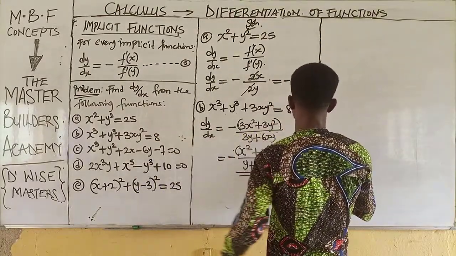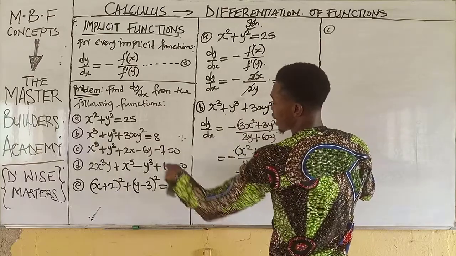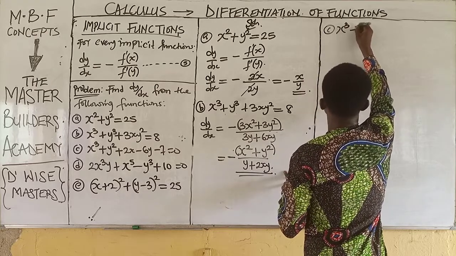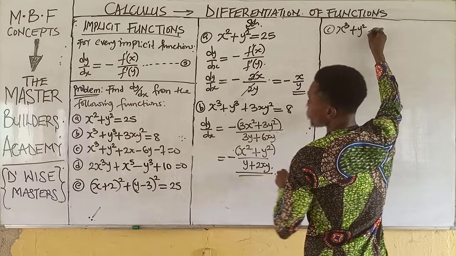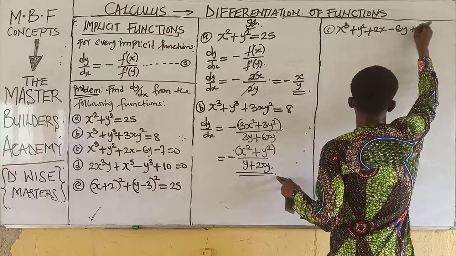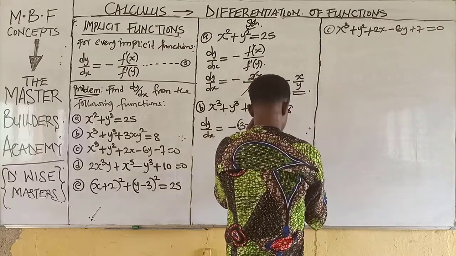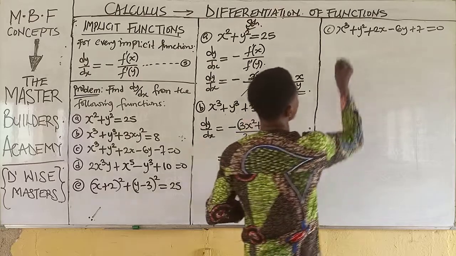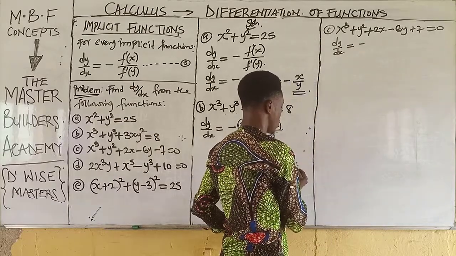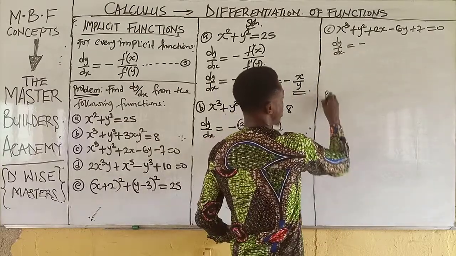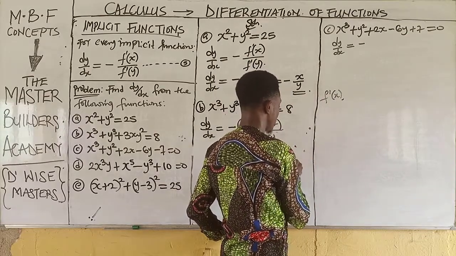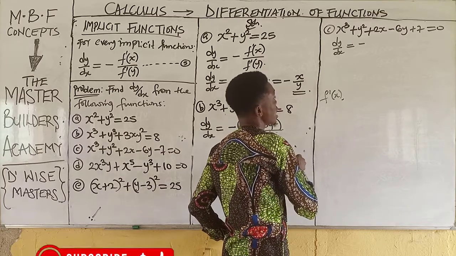The next question we have is question number 6. We are given x cubed plus y squared plus 2x minus 6y plus 7 is equal to 0. Very, very simple. So what's my answer? dy over dx is equal to negative numerator over denominator. What's the numerator? Numerator is f prime of x. That is to say, I need to differentiate this function with respect to x.